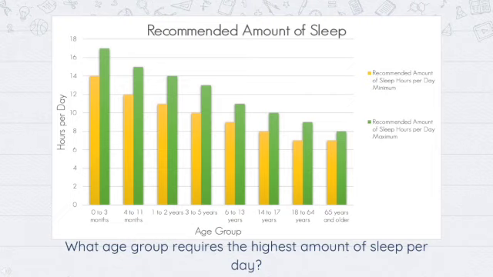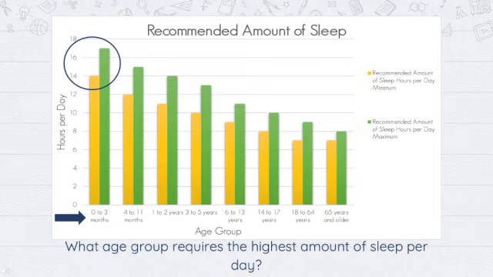The first question is, what age group requires the highest amount of sleep per day? What you need to do in order to answer this question is to first look at the columns. Which of the columns presented has the highest amount of sleep per day? And then proceed to what age group that column belongs.